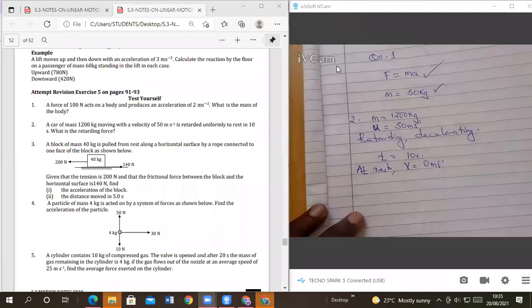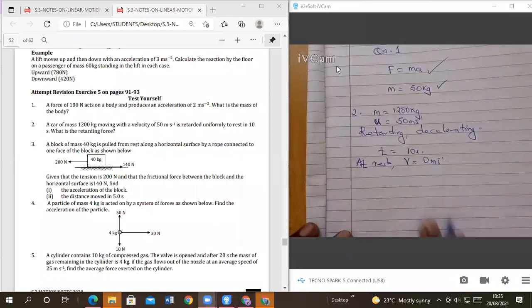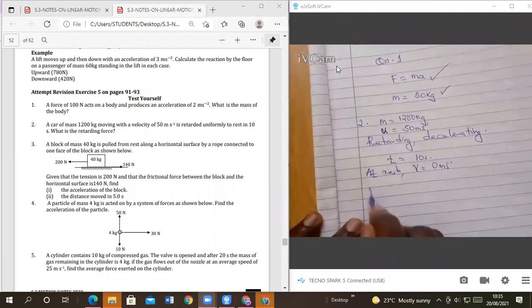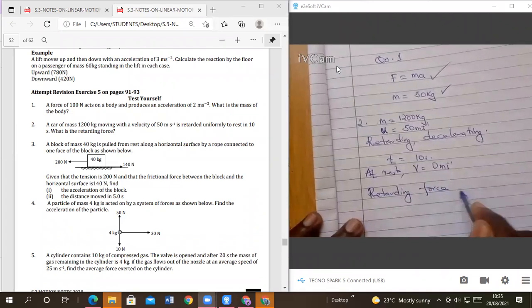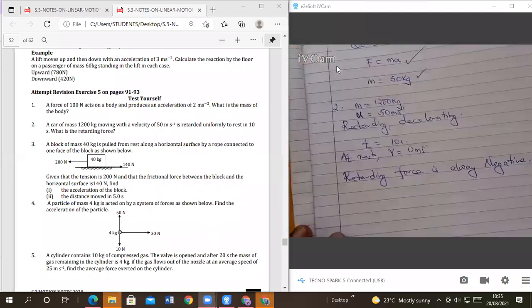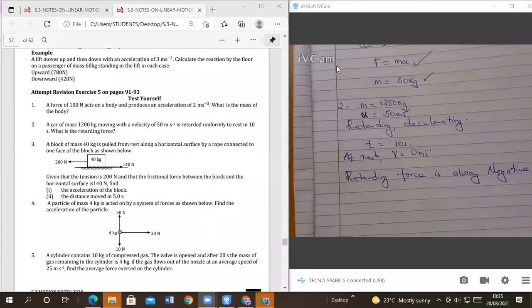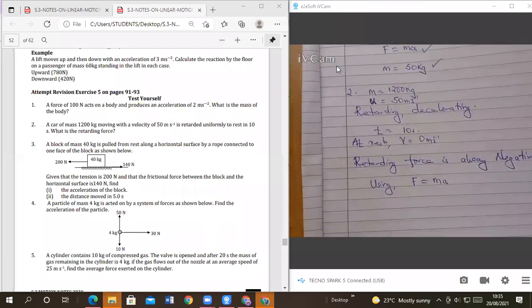Now they want us to find the retarding force, and remember, since it is retarding, the answer we get must be negative. Retarding force is always negative. Let's prove that. We use F = ma.